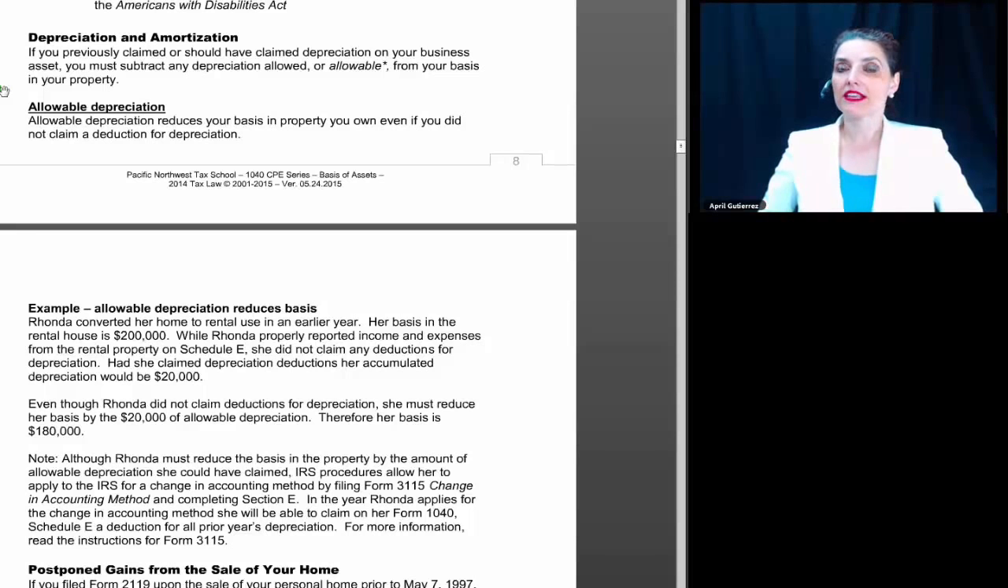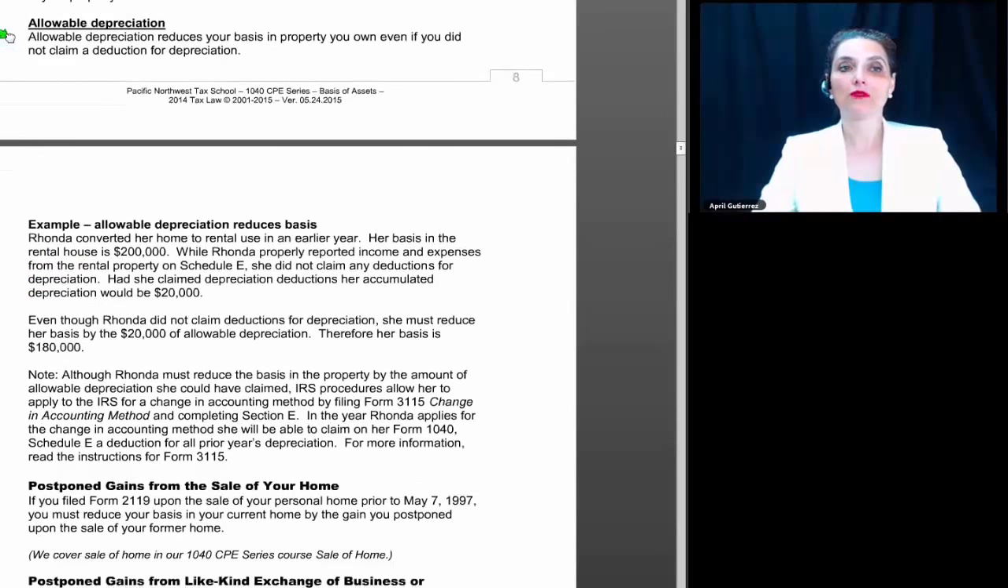In addition, IRS says if you claimed too much depreciation on an asset, you're going to be treated as reducing your basis by whatever depreciation you actually allowed yourself. So we're going to talk a little bit about these rules right here. Firstly, on this header right here, allowable depreciation. Allowable depreciation reduces your basis in property that you own even if you did not claim a deduction for it.